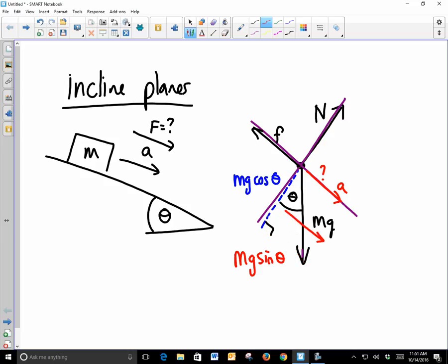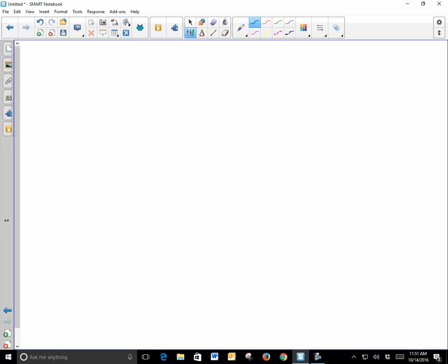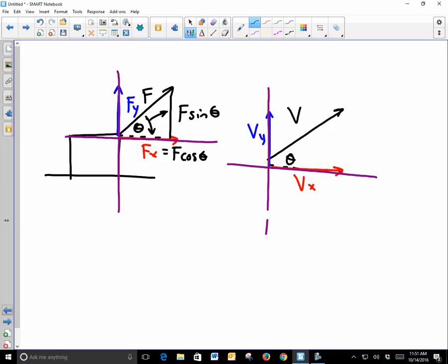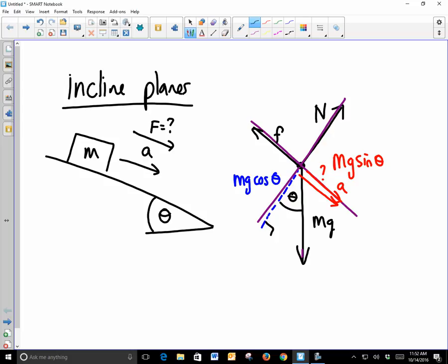This mg sine theta is the thing that's causing that acceleration. Friction would be reducing that acceleration. What's causing the normal force? mg cosine theta. We looked at the graph of this yesterday, right? What happens to the normal force? The mg sine theta is what's responsible for accelerating it down the plane.